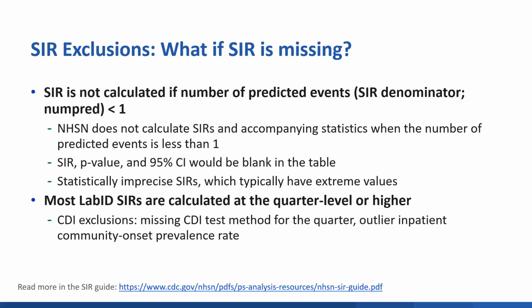Additionally, the CDI acute care 2015 baseline model has an outlier prevalence rate. If your inpatient community onset prevalence rate is greater than the cutoff to be considered an outlier, an SIR will not be calculated in those specific cases. All of those details are included in the SIR guide that's linked on this slide if you want to go into more detail or need a reference. Next slide.